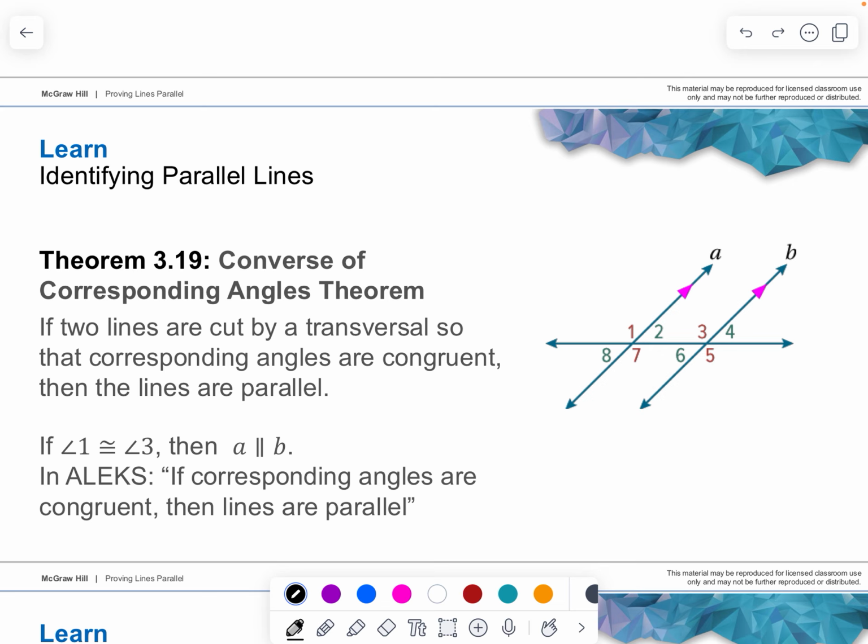So now, what I want you to understand with this is that before, we told you that if the lines were parallel, then corresponding angles were congruent. Okay? The lines were parallel first. Now we're telling you if the corresponding angles are congruent, then the lines are parallel. Really, we're just talking about what piece of information do we know first? So that's what converse means.